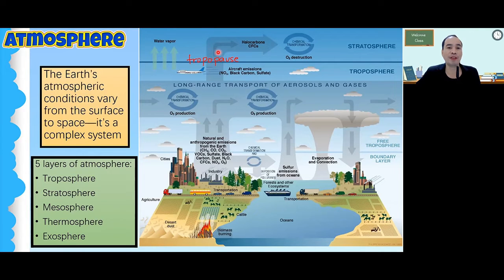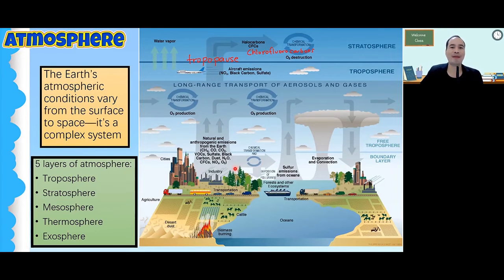So we have here your water vapor and also your CFCs, or your chlorofluorocarbons. Fortunately, we are not using them anymore, because these CFCs were used before in air conditioning units and in your fridge. The bad effect is that it can destroy our ozone layer. So I hope it's now clear to you.